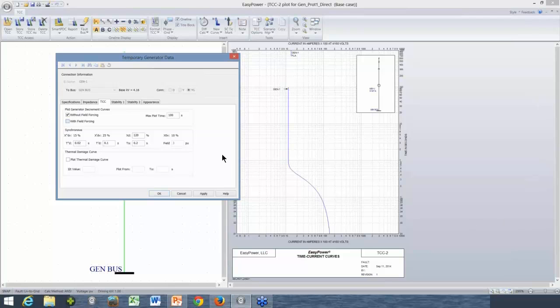And so if I select with field forcing, then I can define what the level of field forcing is. In this case, I've got 3 per unit, 300%, it's pretty common. So when I apply this, you see I get a second curve. So this is with constant excitation, this is with the field forcing. So this is the difference that makes. So the field forcing helps in terms of detecting faults and clearing faults.